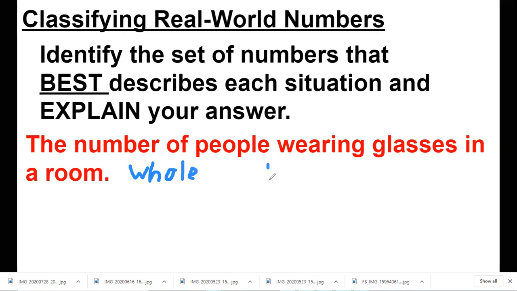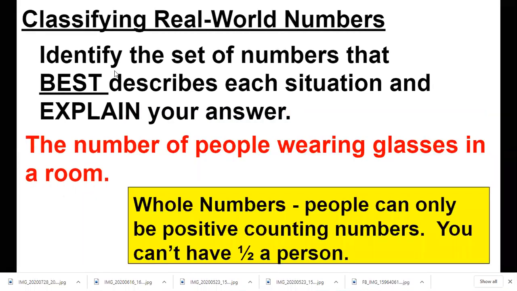It includes like 1.5, 2.5, etc., right? So could you have 2.5 people wearing glasses? Or 1.5 people wearing glasses? No, you could only have a whole person unless you sawed them in half. You pretty much have to keep them whole, right? So the best answer would be a whole number.